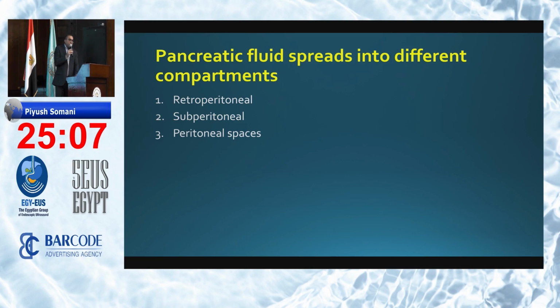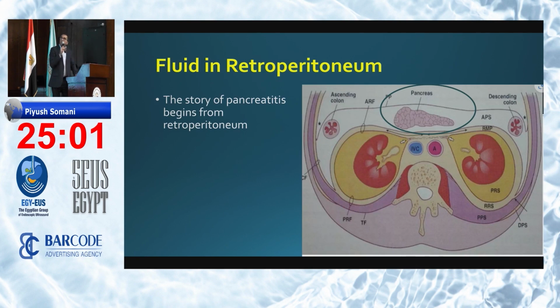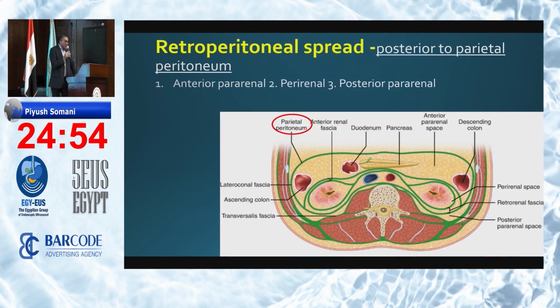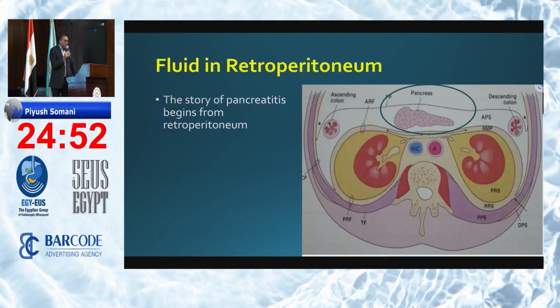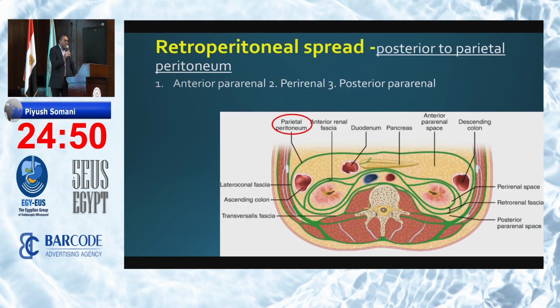Pancreatic fluid spreads into different compartments, which include the retroperitoneal, subperitoneal and peritoneal spaces. If you look at this image, the pancreas is a retroperitoneal organ just behind the stomach, and the story starts, as you can see, from the retroperitoneum. It spreads posterior to the parietal peritoneum, then to the anterior pararenal, then to the perirenal, then to the posterior pararenal space. This is the whole sequence by which the fluid spreads in pancreatitis.